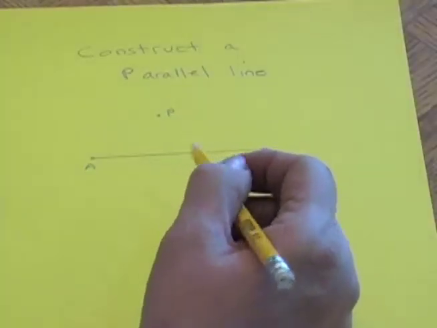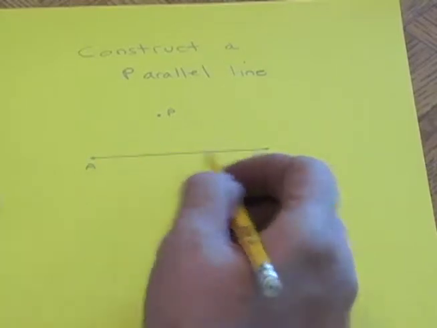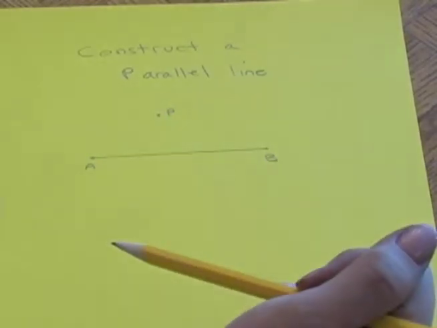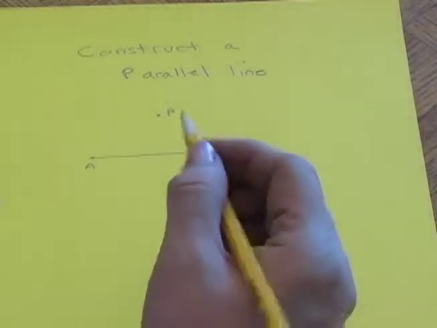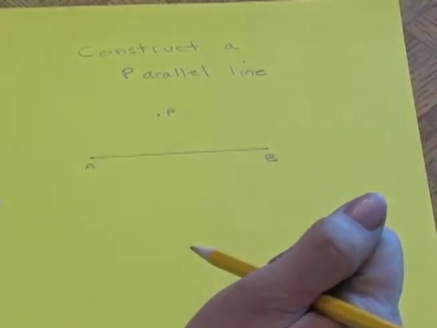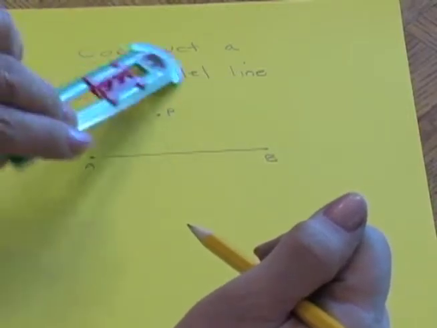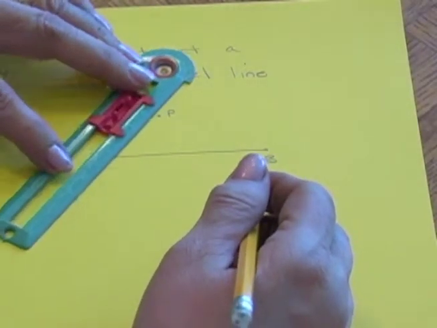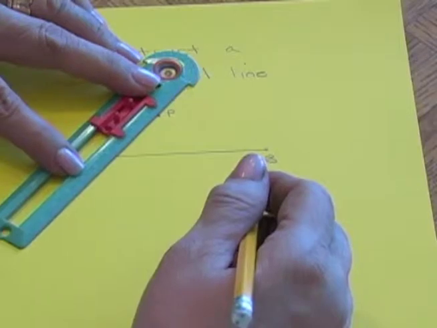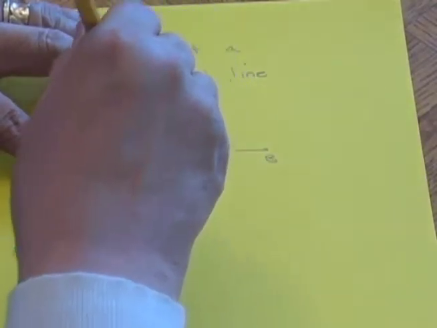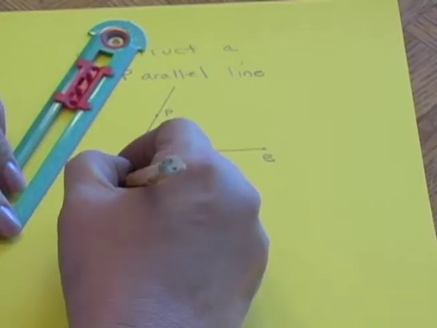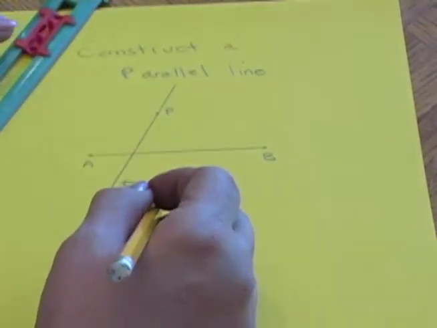Okay, we're going to construct a line parallel to AB through P. And we do this by constructing congruent special angles. In this construction, I'm going to use congruent alternate interior angles. The first thing I do is create a transversal. This is my transversal that I'll call T.